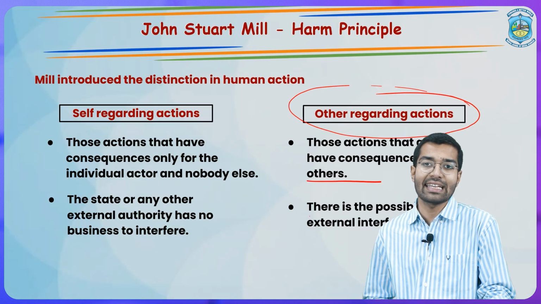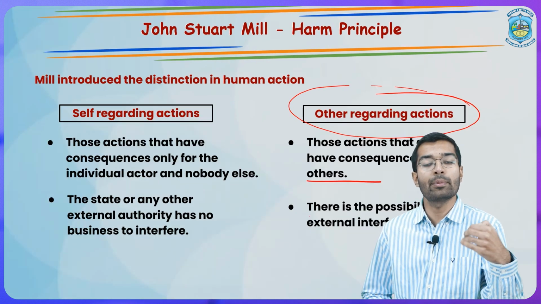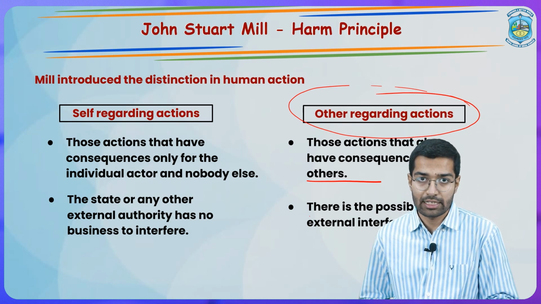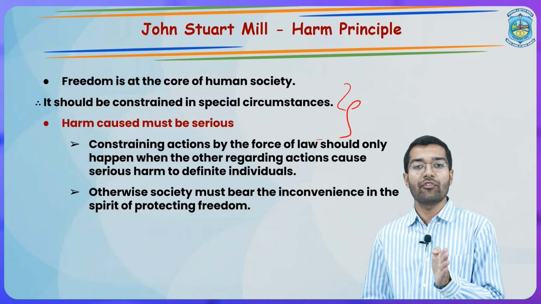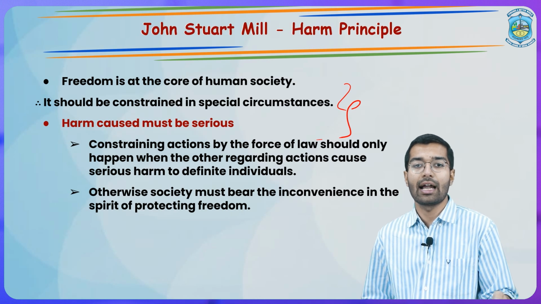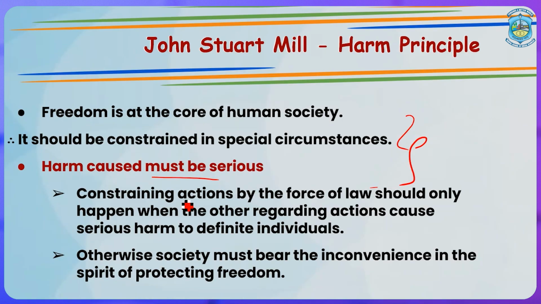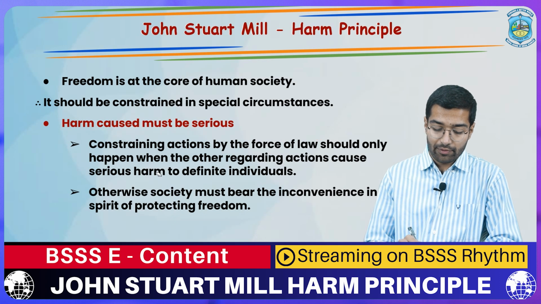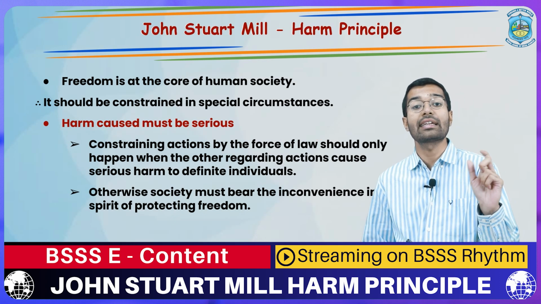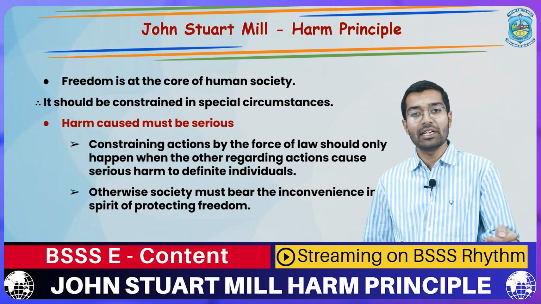But when you are interacting in society, when you are impacting the other person's freedom, then only the government should interfere. So that's why J.S. Mill has differentiated between self-regarding and other-regarding actions. Now, harm caused must be serious. Constraining action by the force of law should only happen when other-regarding action causes serious harm to a definite individual. Otherwise, society must bear the inconvenience in the spirit of protecting freedom. Society must be tolerant, because government should only interfere in other-regarding actions. So society must be tolerant enough.